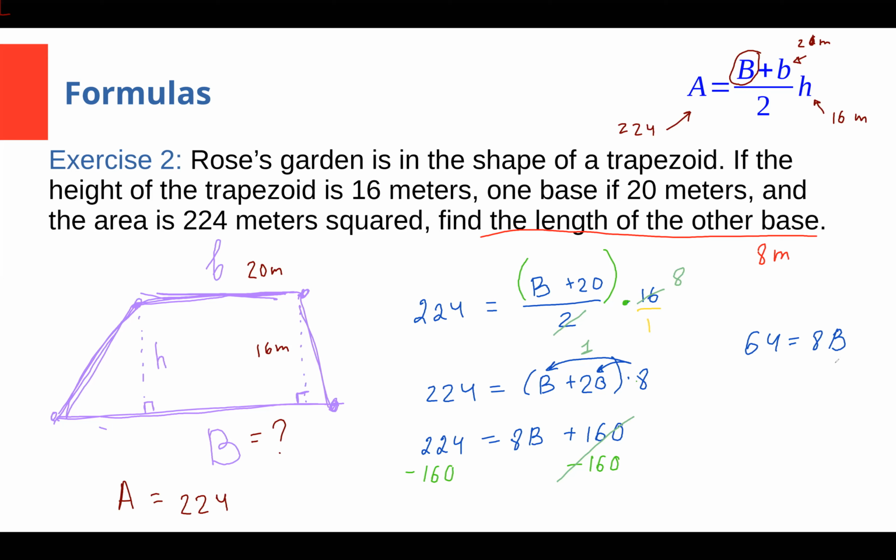Then the last step for me will be to divide both sides by 8, right? And I know that this is 8. So I will get that b is equal to 8. And for the answer, I will put 8 meters, right? Meters. So my picture, what I can do, if I had it, then I could say that this was 20 meters and this was find it, and I find that it's 8 meters.